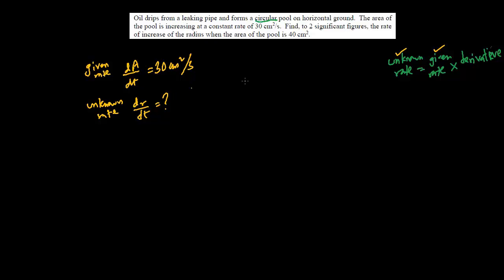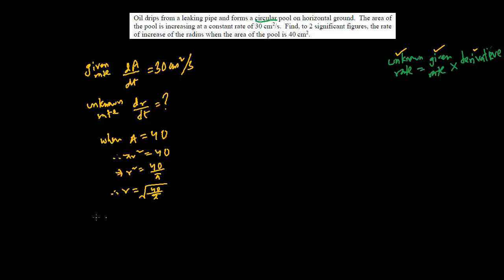Now we have one more piece of information for finding the derivative, and that is that the area of the pool is 40 centimeters square. So when the area is 40, we can write pi r square equals 40. From here, r square equals 40 by pi. Therefore r equals plus or minus the square root of 40 by pi. Since it's a radius, we take just the positive value. So this is the value of the radius with which we can find the derivative.